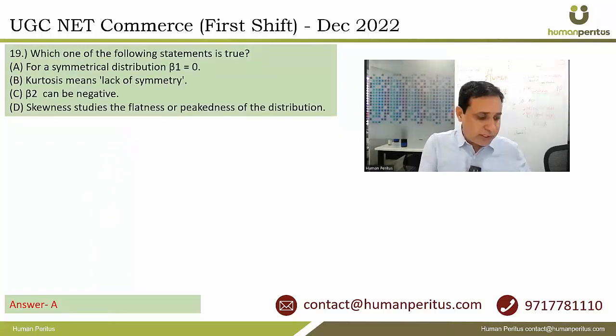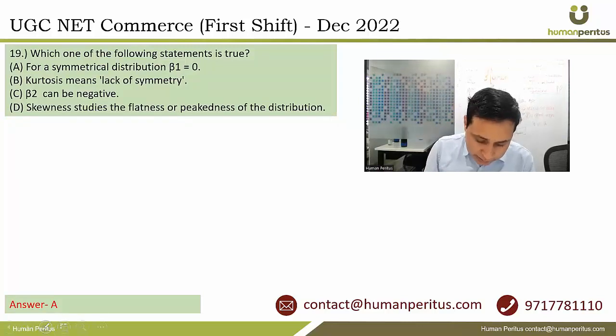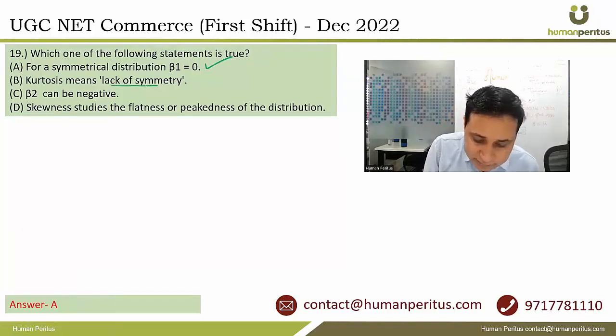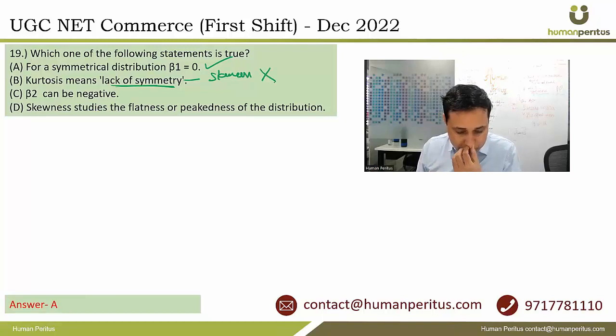Next one. Which one of the following statements is true? For a symmetric distribution, beta 1 is equal to 0. बिल्कुल ठीक है. Kurtosis means lack of symmetry? No. In fact, this is definition of what? This is definition of skewness. Therefore, this is wrong.